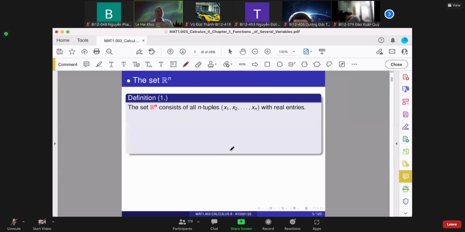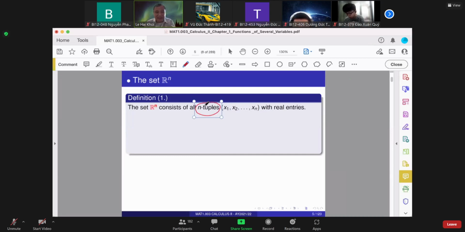So now first, we remind the set Rn. The set Rn consists of all n-tuples. N-tuple means each tuple consists of n entries. We call them coordinates, and all entries are real numbers.